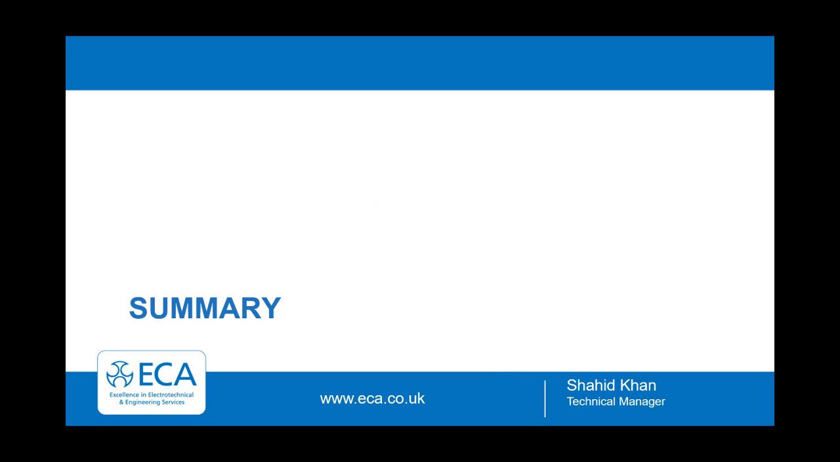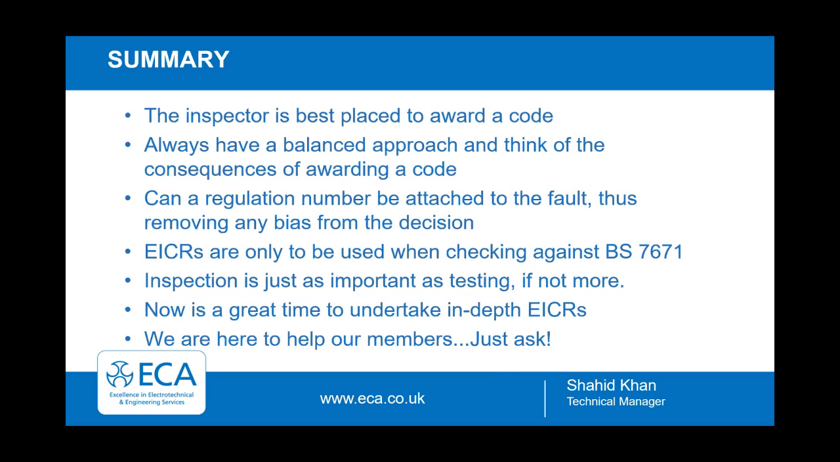In summary, the inspector is best placed to award a code. Always have a balanced approach and think of the consequences of awarding a code. Can a regulation number be attached to the fault, thus removing any bias from the decision? EICRs are only to be used when checking against BS 7671.